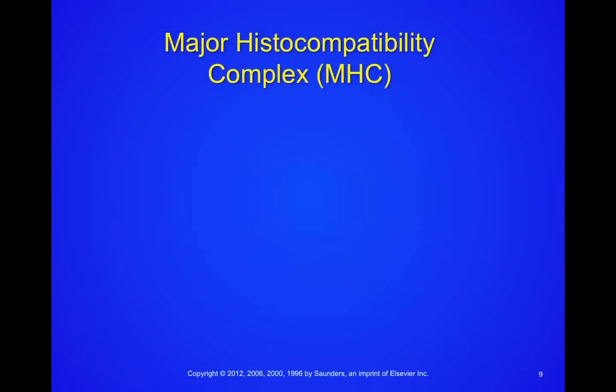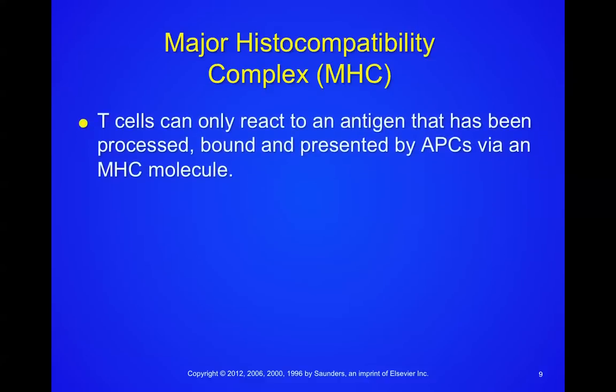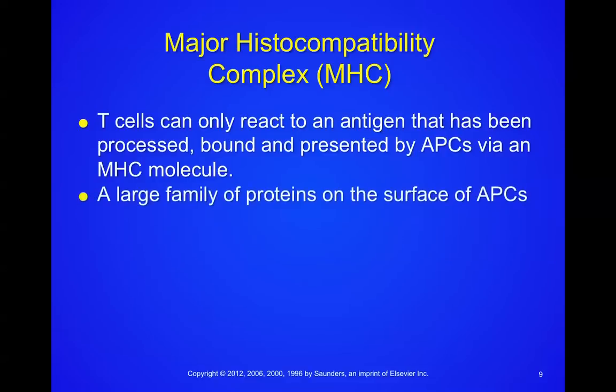T cells can only react to an antigen that has been processed, bound, and presented by APCs, antigen-presenting cells, via a particular MHC molecule. These MHC molecules are part of a large family of proteins which are found on the surface of APCs and most other cells as well. There are two groups of MHCs.